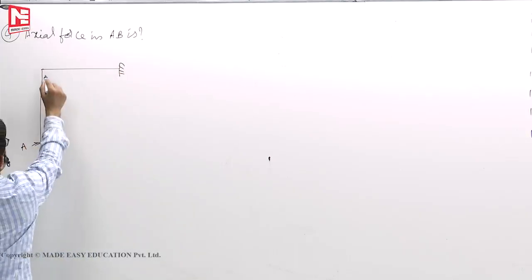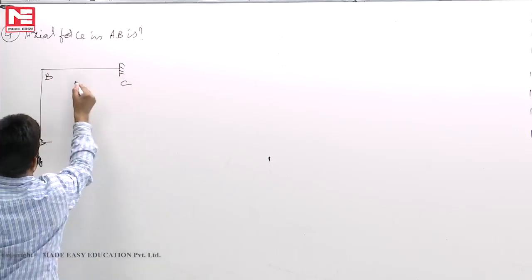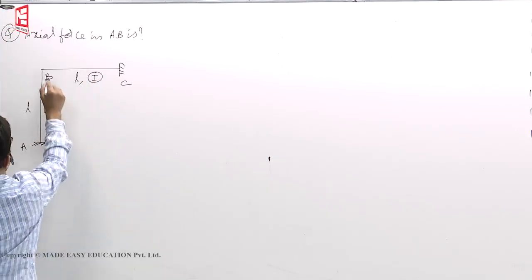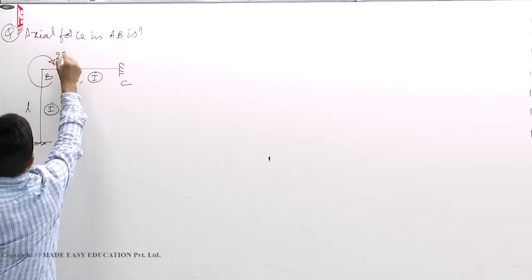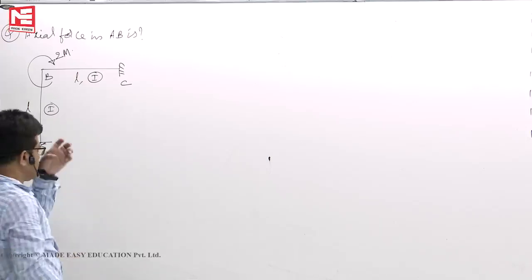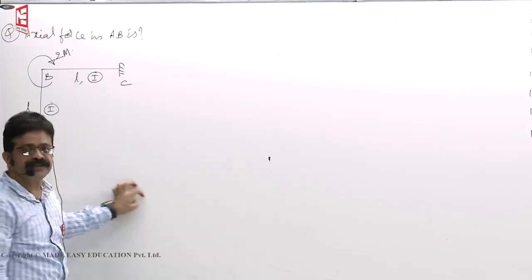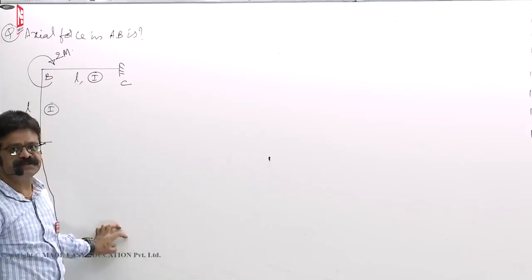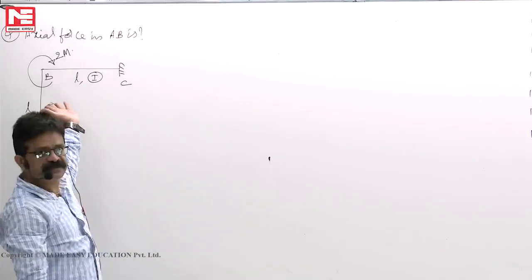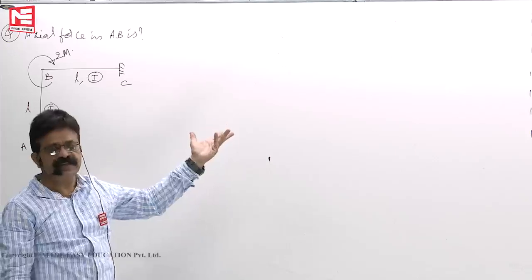This is the member, let us say A, B, C. Length is L, moment of inertia I. And we have applied a moment of 2M. A clockwise moment 2M is applied. Okay. Now that first step, fixed end moments, second step, distribution factors, that story we cannot write in the exam. By seeing that itself, we can read how much they are.